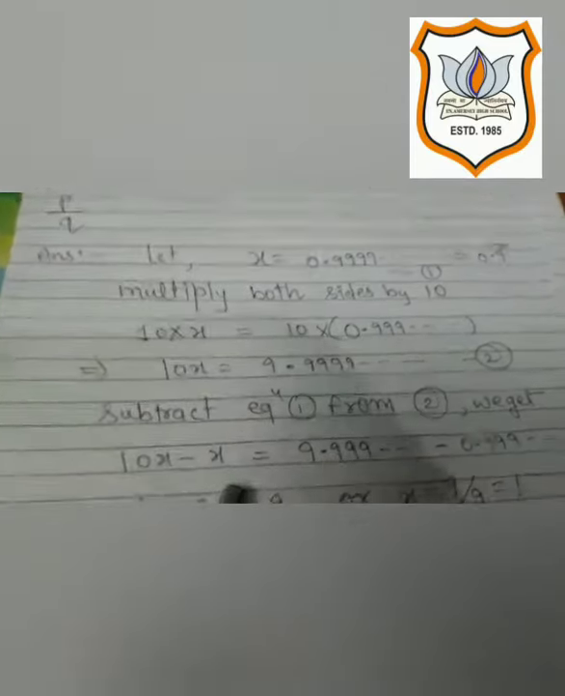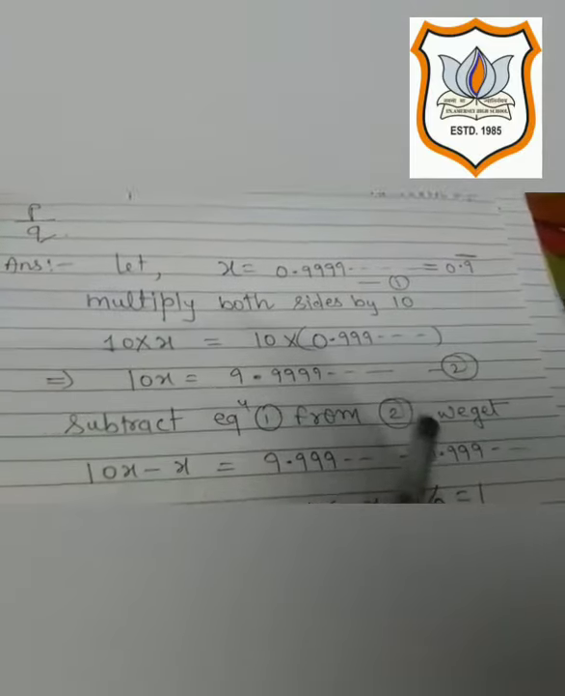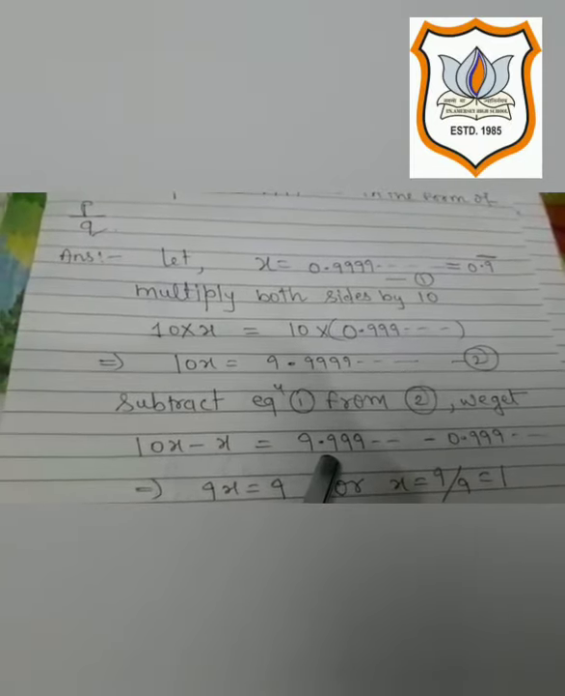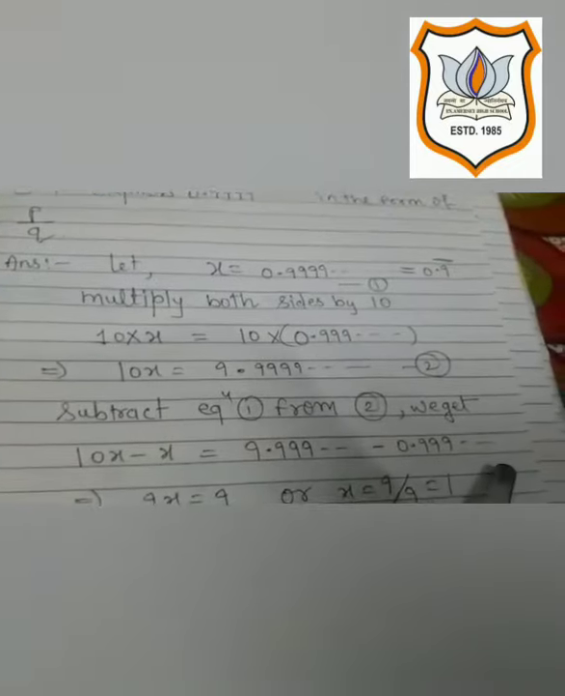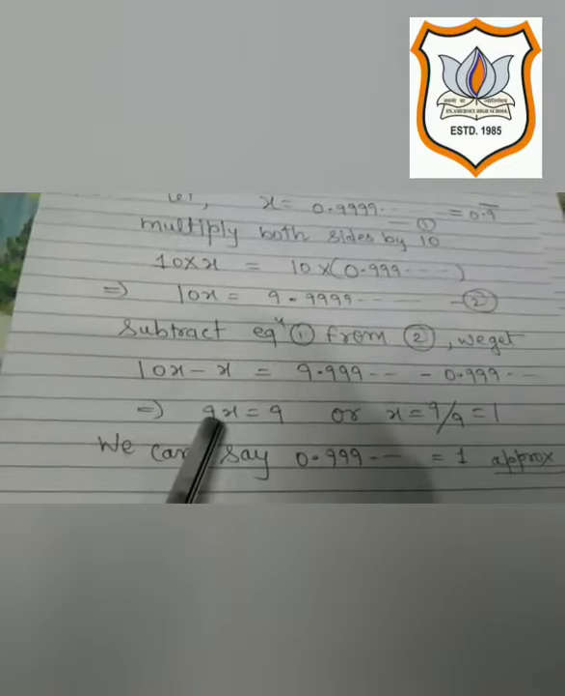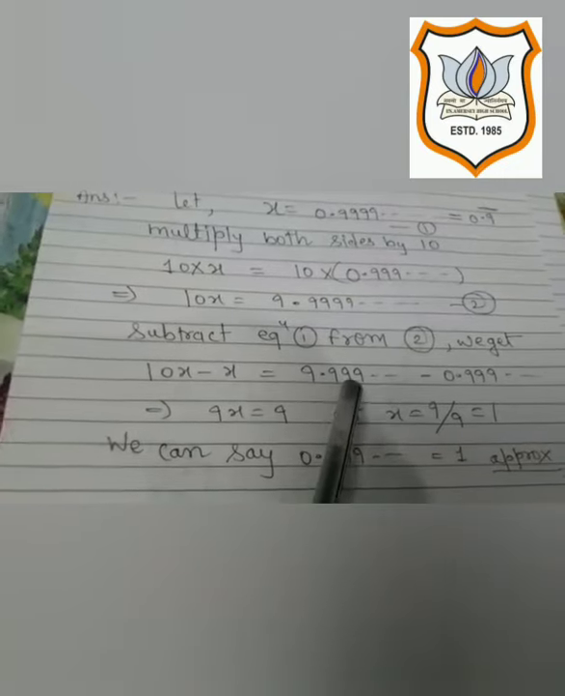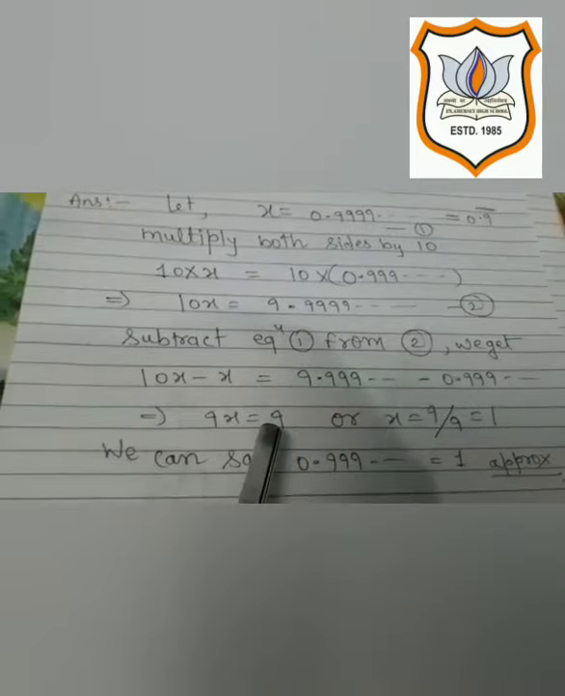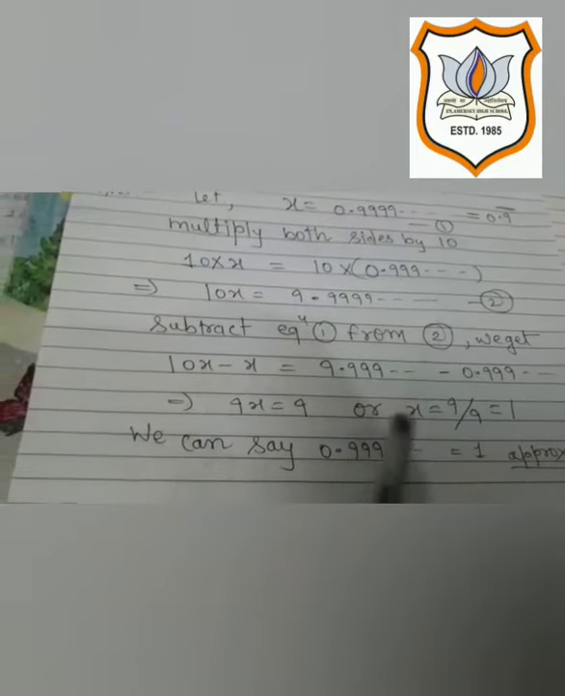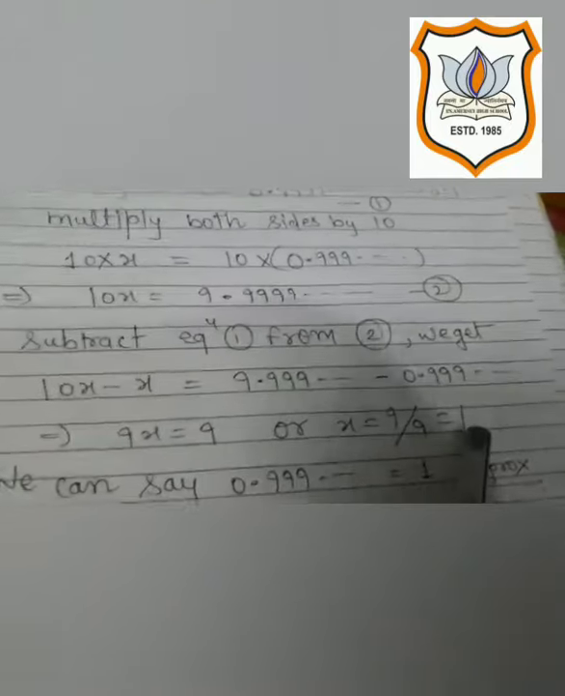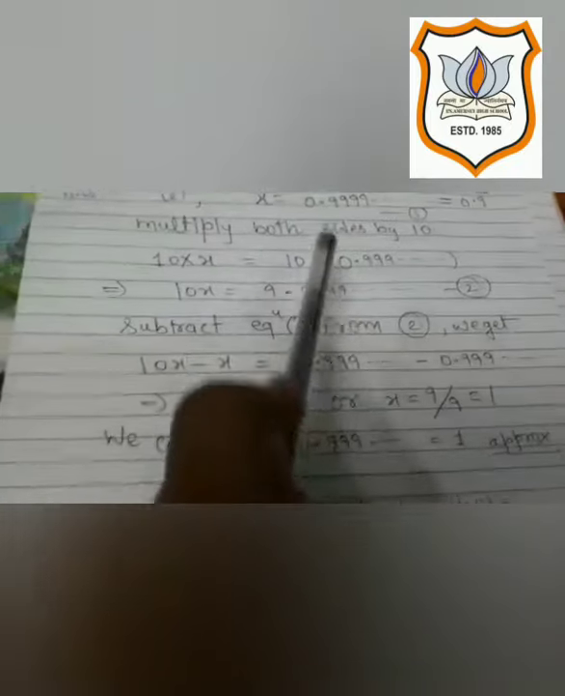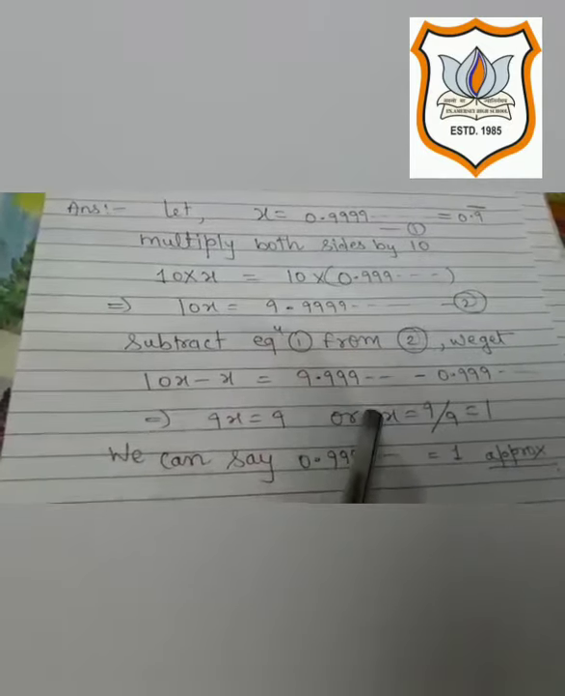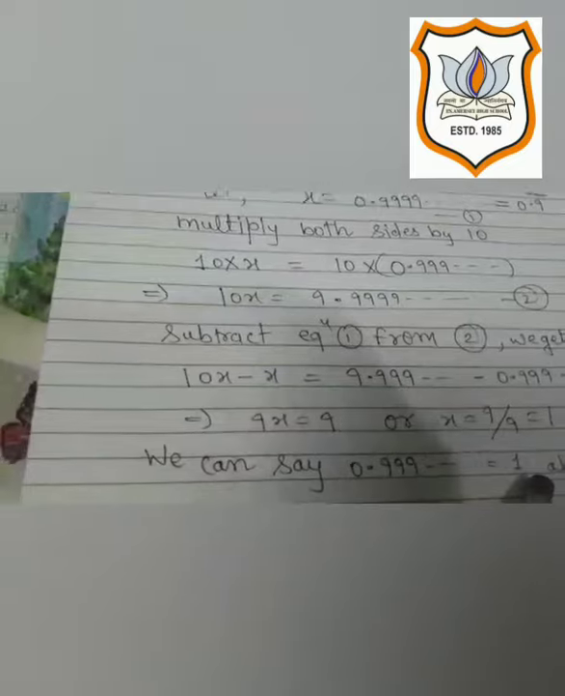Again the same process. Subtract equation 1 from equation number 2. We get 10x minus x will be equal to 9.999 minus 0.999. And the last answer will be 9x is equal to 9. 9.999 minus 0.999 will be equal to 9 only. Or we can say x is equal to 9 upon 9, which is equal to 1. Hence we can say 0.9999 endlessly is approximately equal to 1.